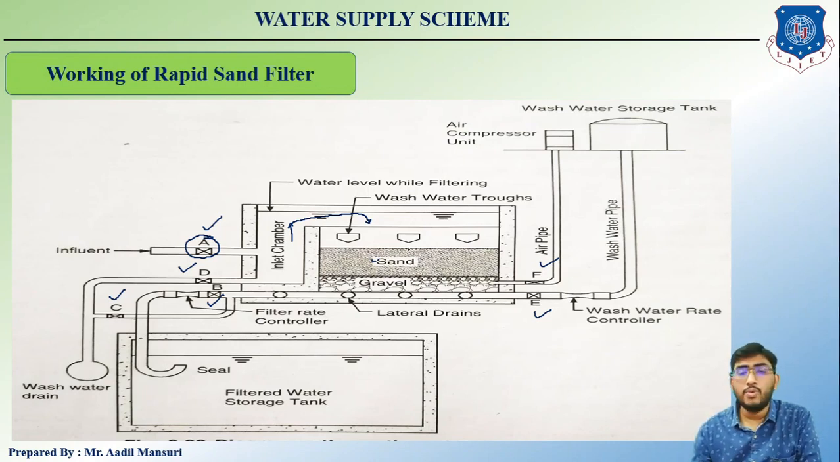Once the water is filled up to the level of filtering, valve A is closed and valve B is kept open. When the water is allowed to rest for the entire day, it will pass through sand layers and gravel layers, enter into lateral drains and into the manifold, and be released from valve B into the clear water sump or storage tank.